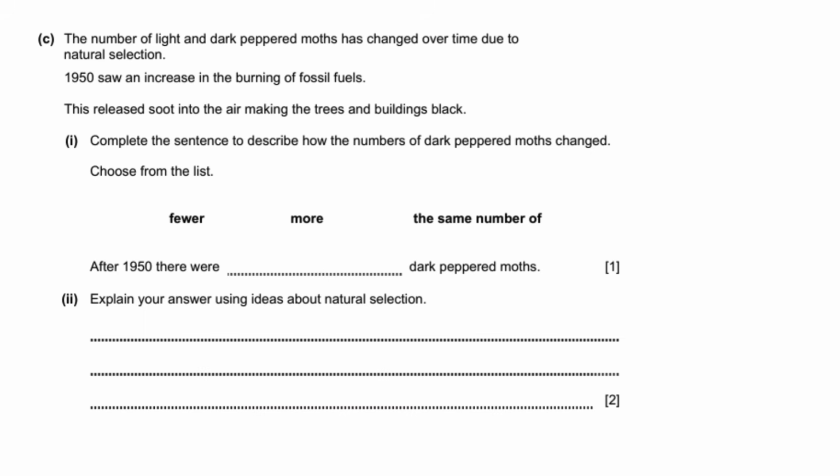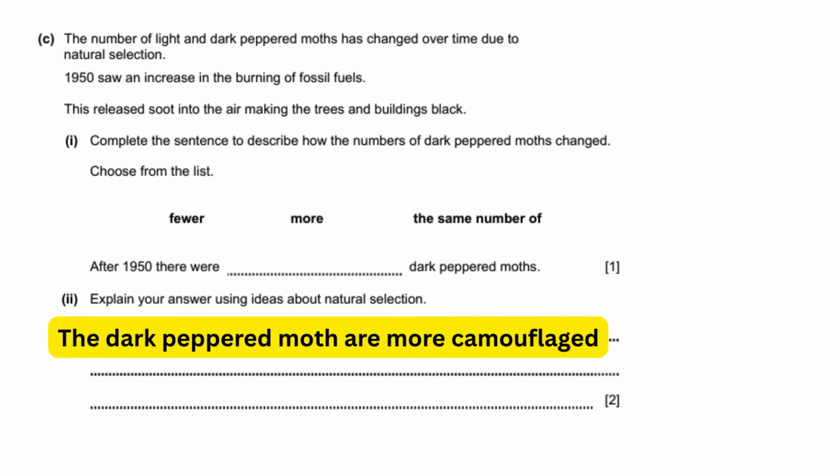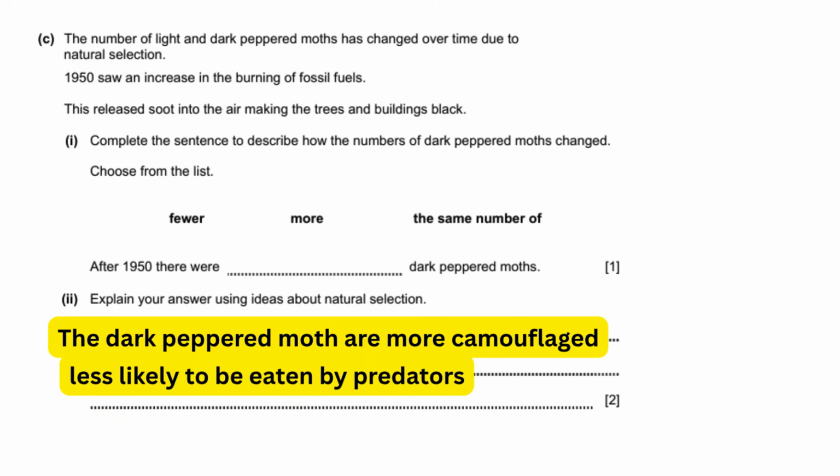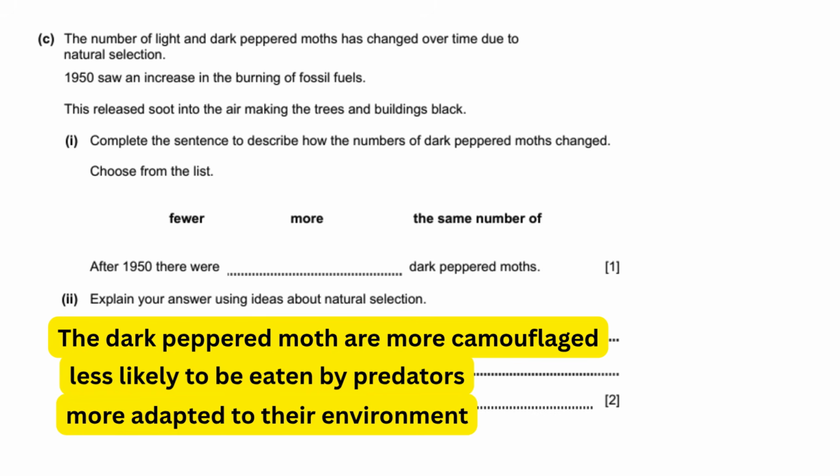Explain your answer using ideas about natural selection, exactly like we have said. The dark peppered moth were more camouflaged, so they are less likely to be eaten by their predators. Or we can also say that dark moths are better adapted to their environment. Okay. And for sure, they will be able to survive and pass their genes to the next generations. So their numbers will increase over time.